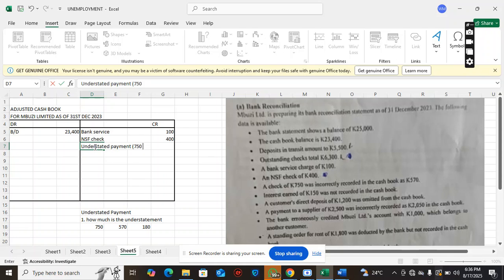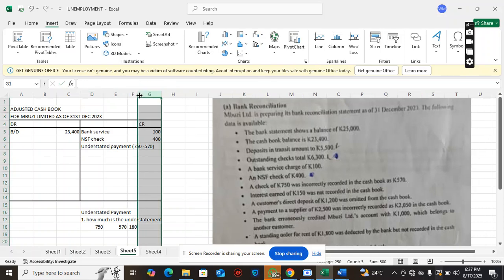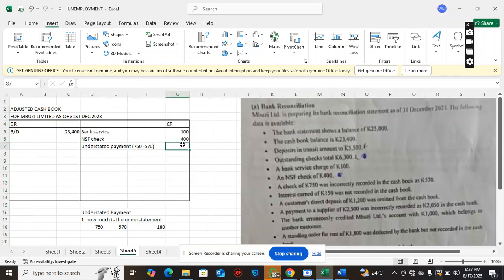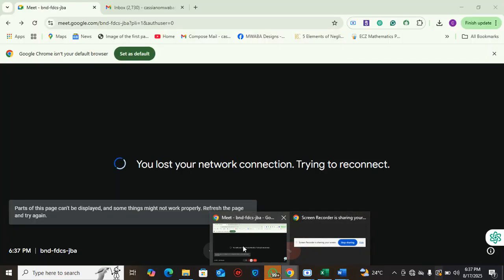So understated payment, 750 minus 570. We put it on the credit side here, 180. Any questions? So any understated payments, colleagues, they go on the credit side. What about an overstated payment?